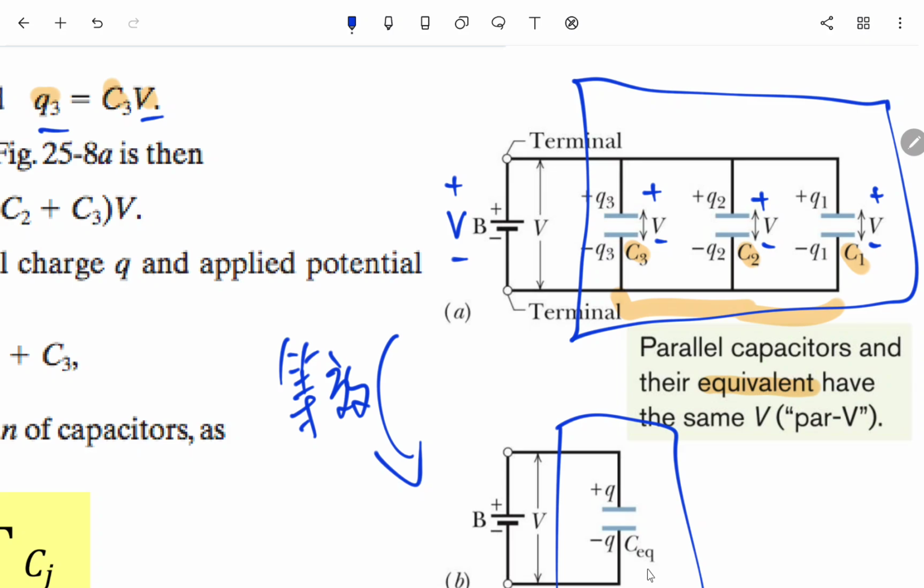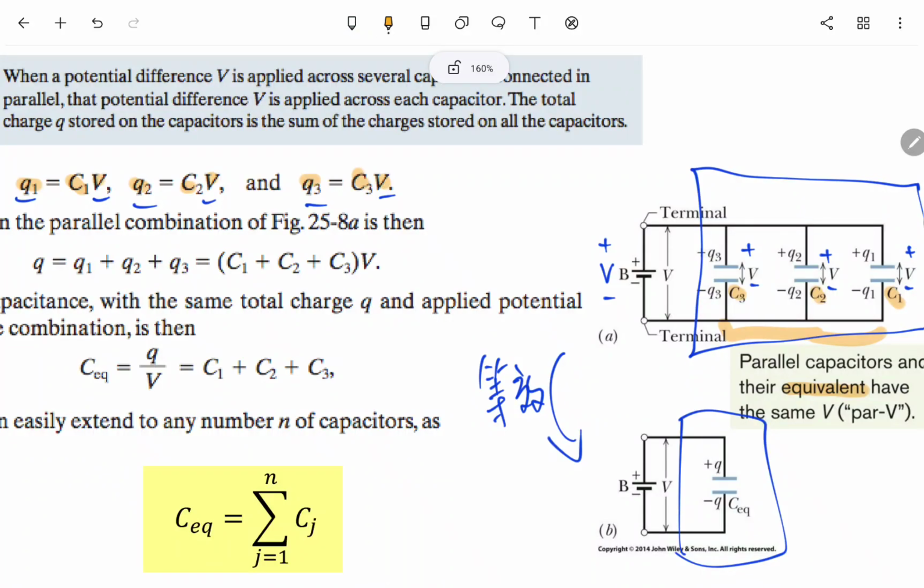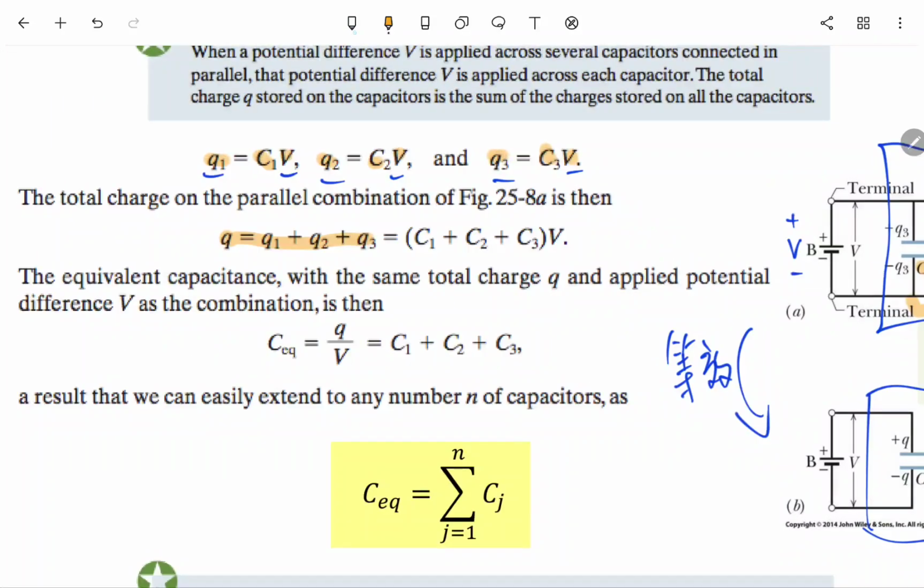So in that case, we try to replace these three capacitors with one C_EQ here, so that if I give the same potential V, then this plus Q will be the same as Q1 plus Q2 plus Q3. Then we will say these two circuits are equivalent to each other. So in that case, we have Q equals Q1 plus Q2 plus Q3. This part is due to the equivalence.